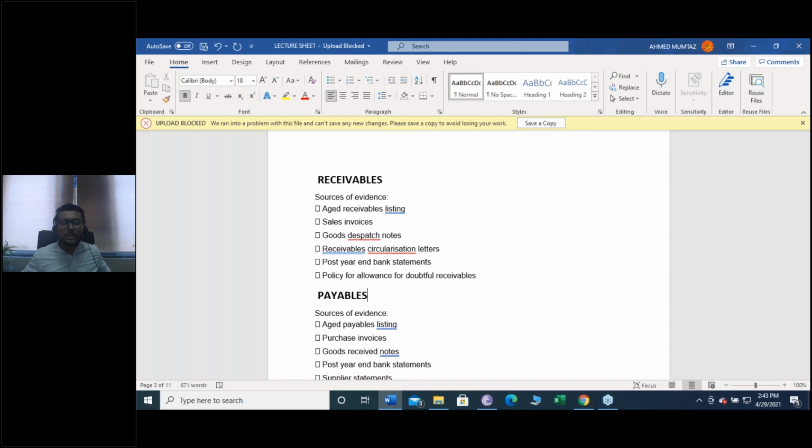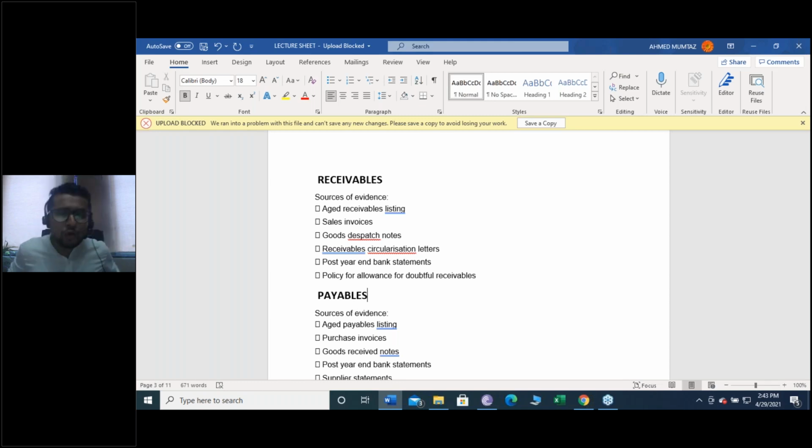You might want to consider whether the last year's allowance was appropriate, whether the actual bad debts in the current year were according to the allowance they created in the last year. That will give you some insight whether they are creating appropriate allowance or not, whether the assumptions they are using are to be trusted or not. So this is how you are going to get evidence for the sake of receivables.